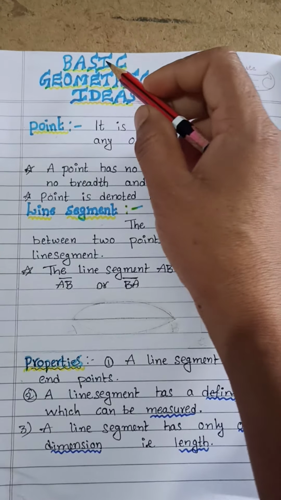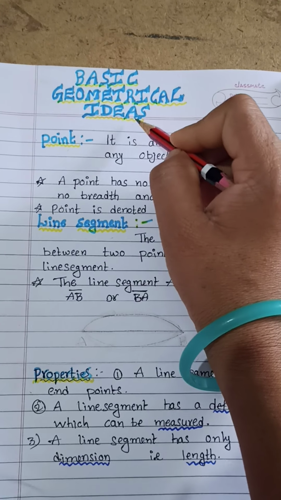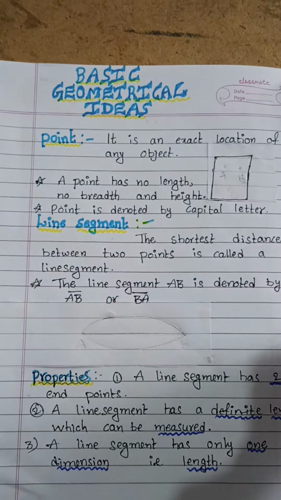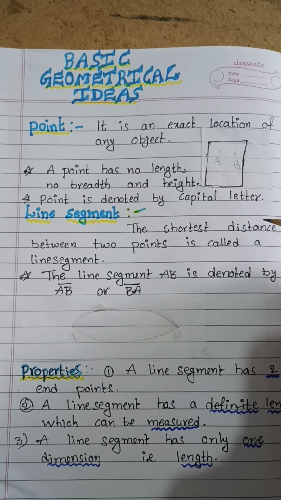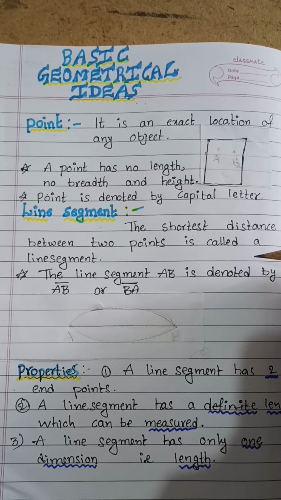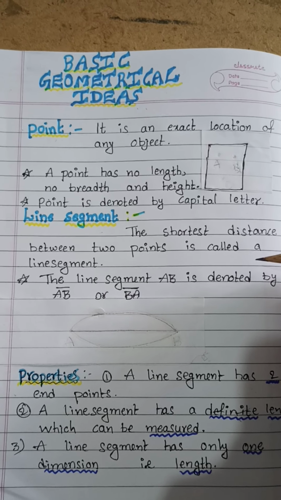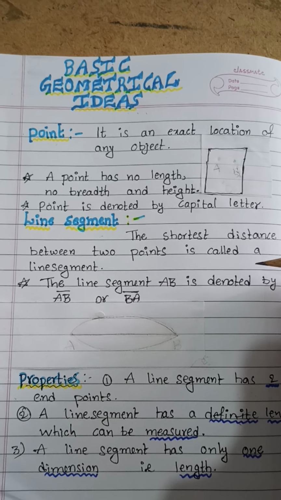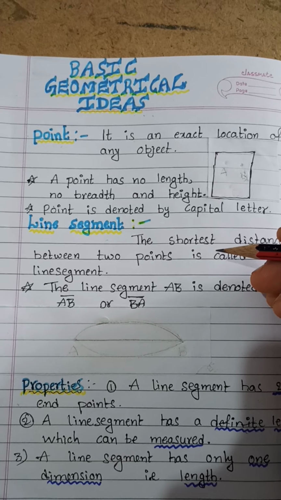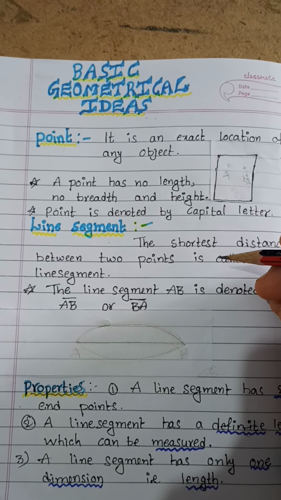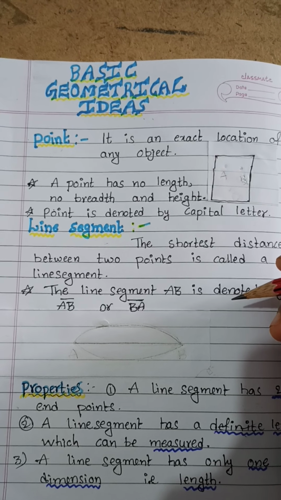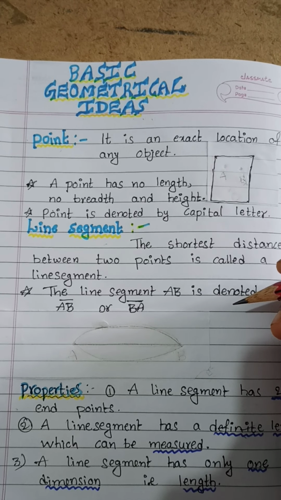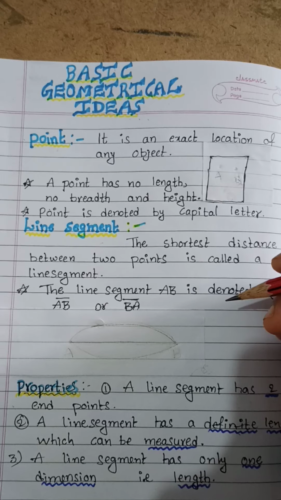Today let us learn about basic geometrical ideas. In our daily life we see so many things around us. We see trees, we see buildings, we see so many objects, instruments, appliances, so many things. In all these we find some specific shapes. In our day-to-day life we come across so many shapes. Now let us learn more about these shapes.